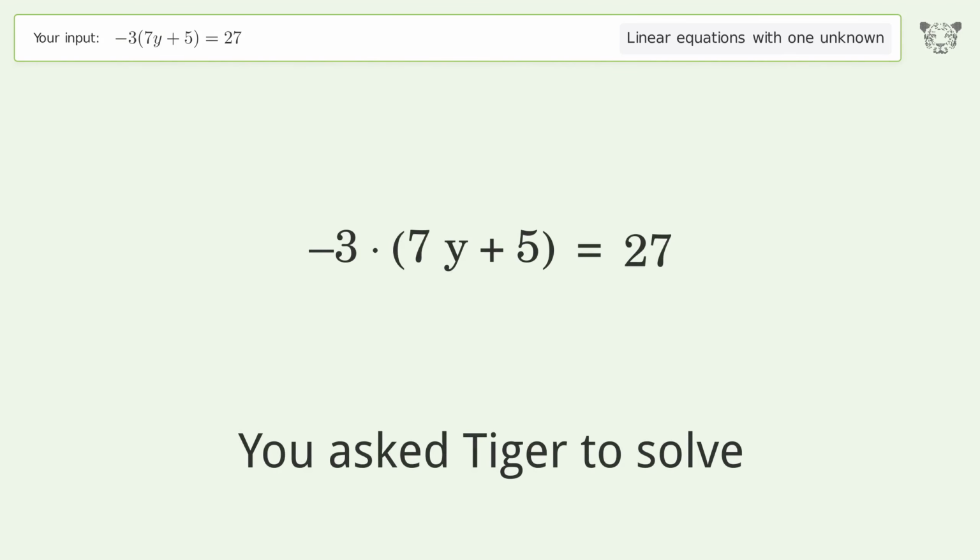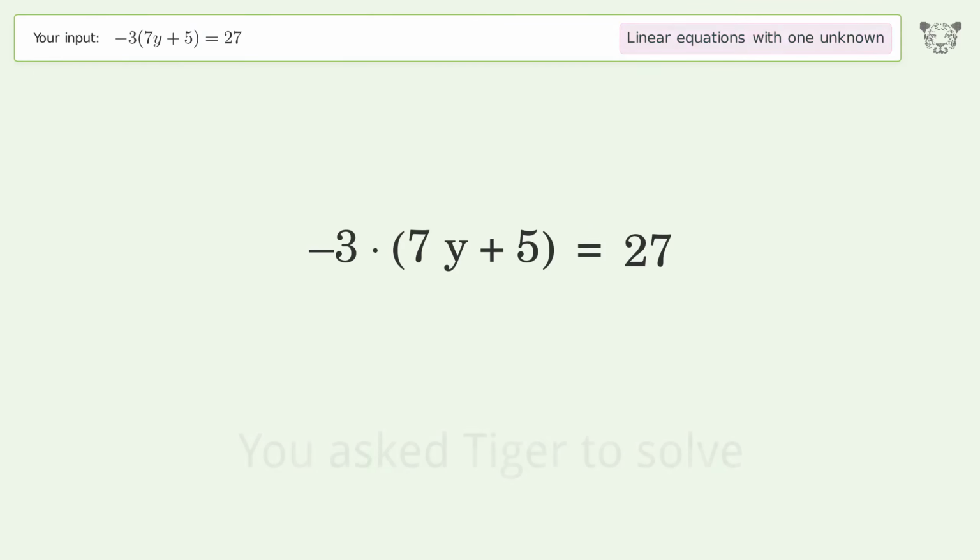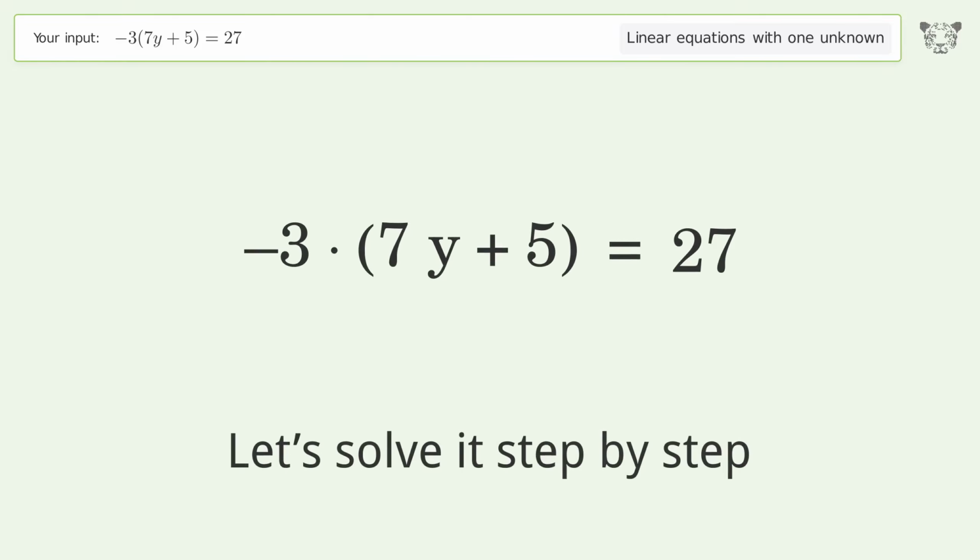You ask Tiger to solve. This deals with linear equations with one unknown. The final result is y equals -2. Let's solve it step by step.